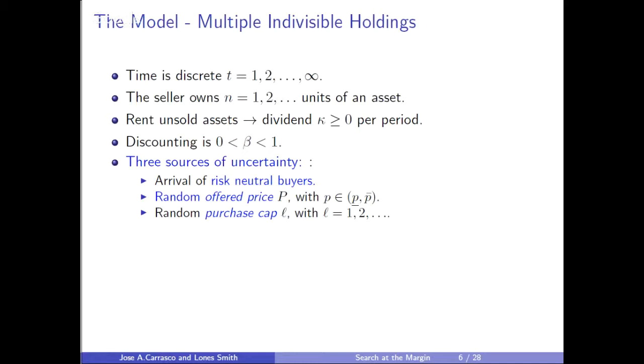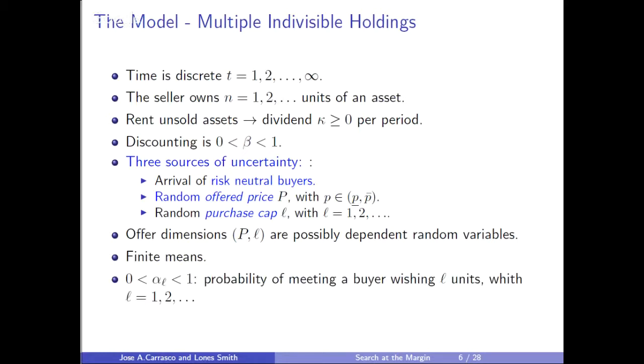Is that one asset and 100 units, or 100 assets? 100 units of the asset. The offer dimensions might be dependent variables, so we don't impose any restriction on the distributions here. The only thing is finite means on the price and on the L's. And this alpha L is the chance of meeting a buyer wishing L units.